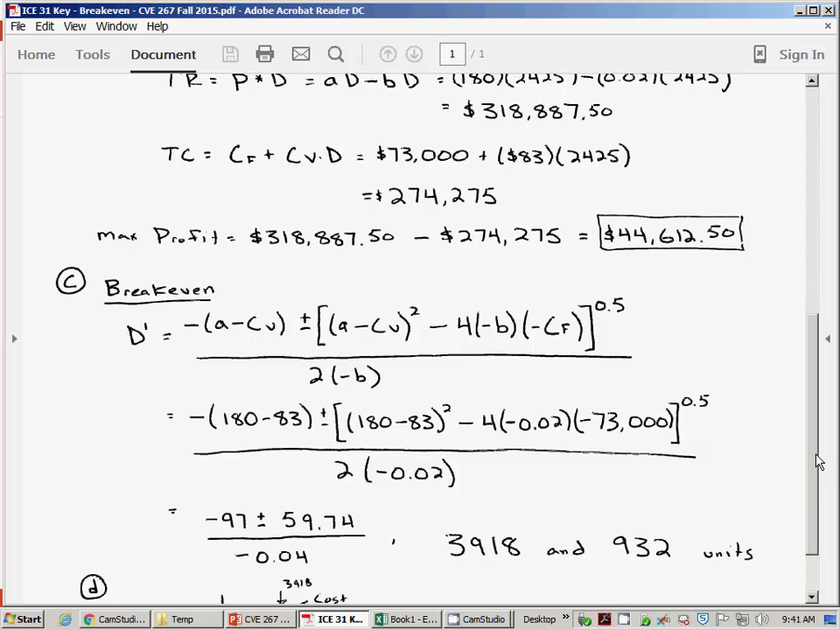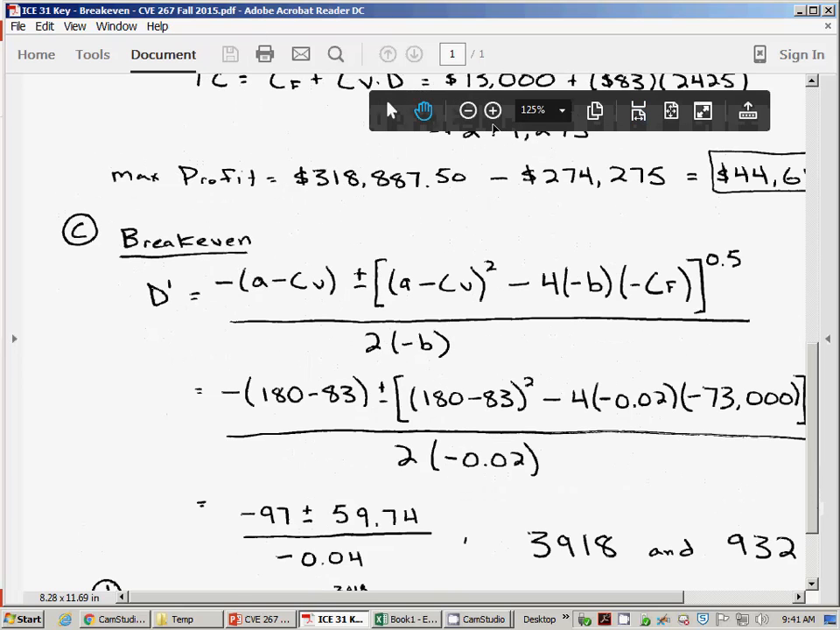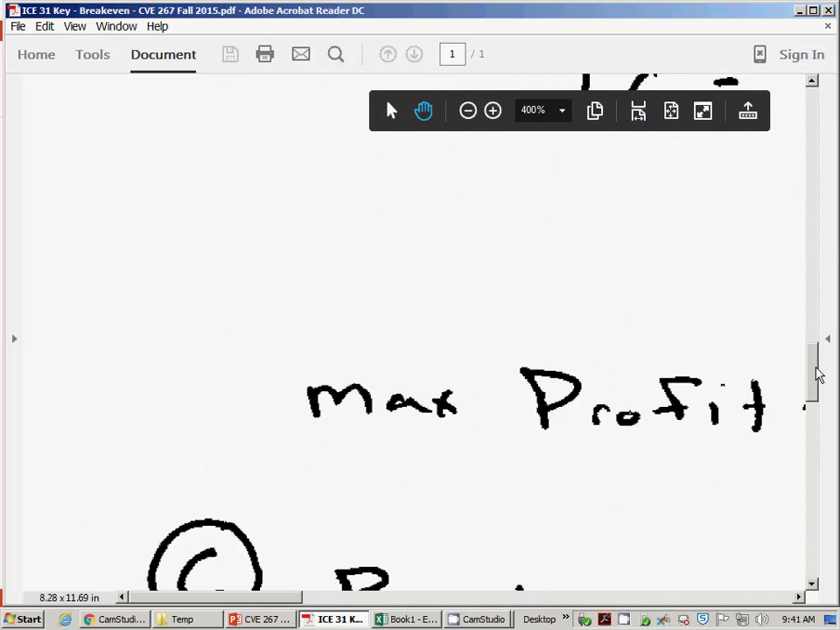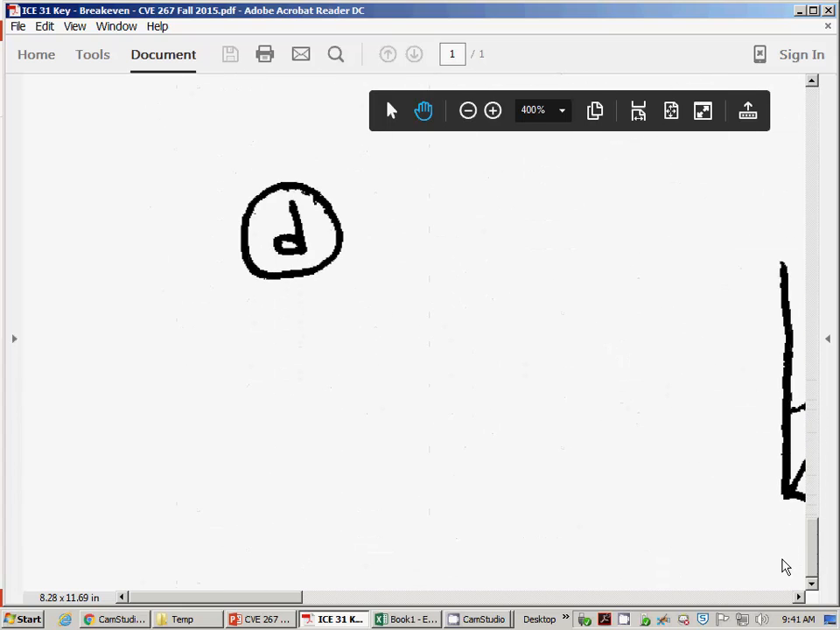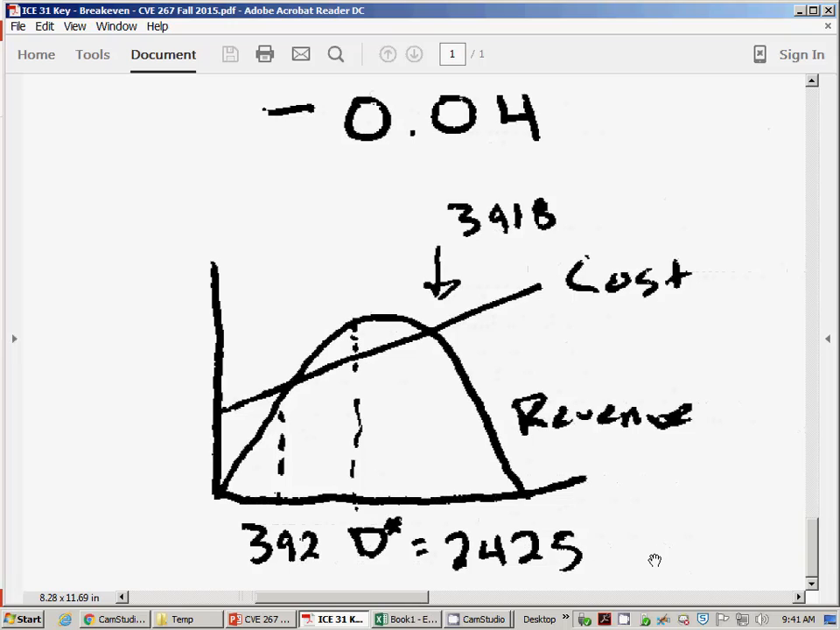All right, now finally the drawing. I ran out of space on my page, so my drawing isn't the best. Let me zoom in to show you what I had in mind for that. All right. So we have our revenue curve, the total cost curve, and you'll notice I marked the points.